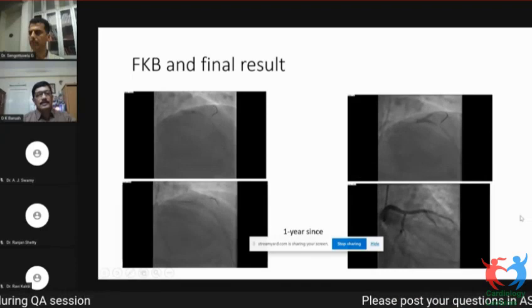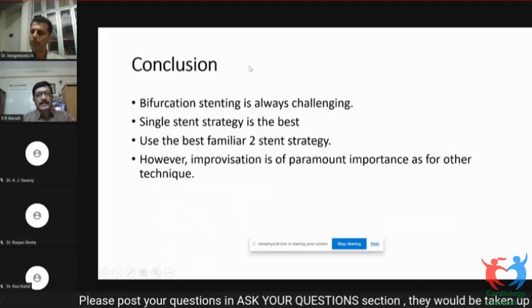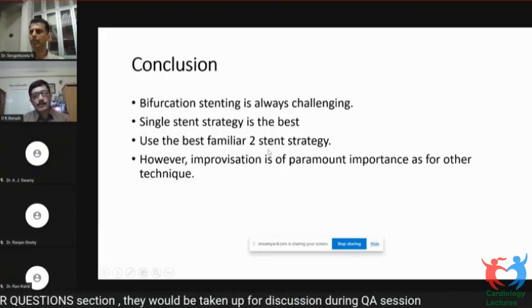Conclusion: bifurcation stenting is always challenging, but a single stent strategy is the best. If using a two stent strategy, use the one we are familiar with, whichever we are familiar with, we should do at that time. Improvisation is also very, very important.